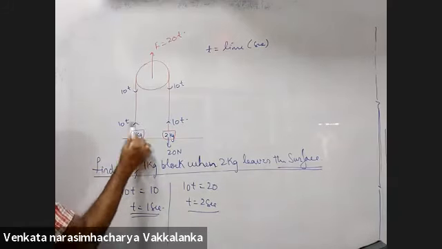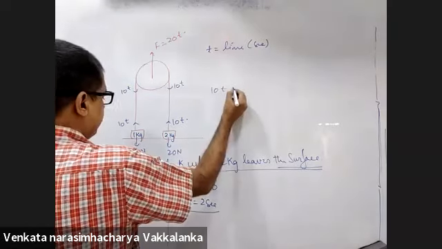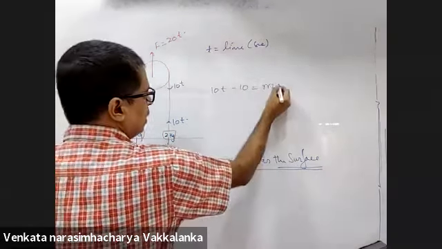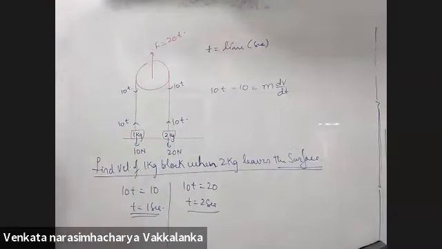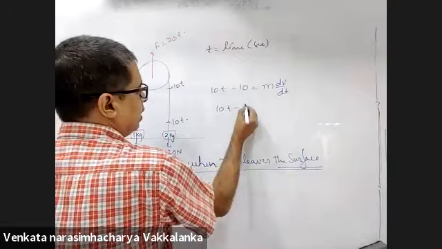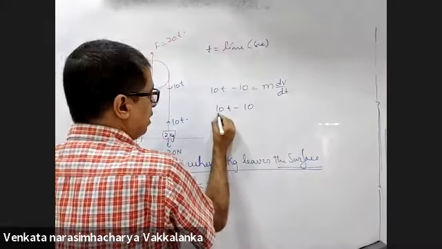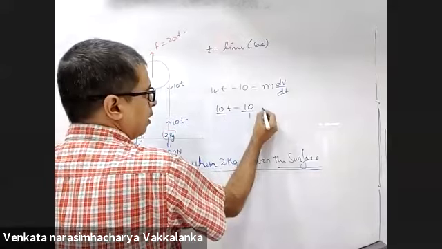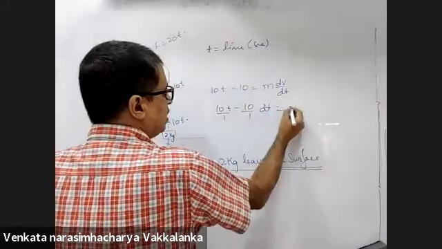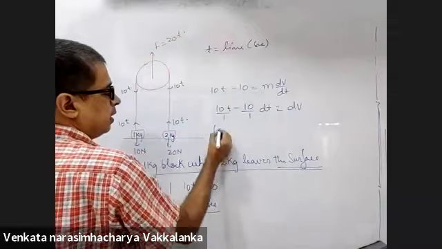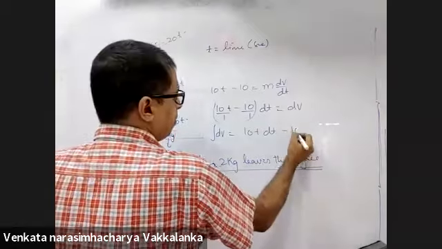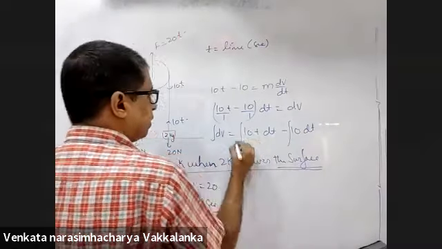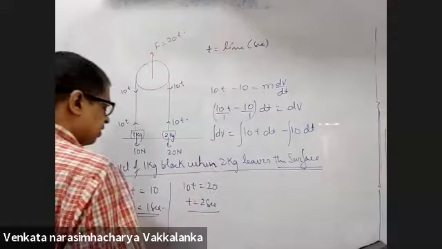Your dynamic equation for this will be 10t minus 10 equals mass into acceleration. Sum of all the forces is mass into acceleration, agreed? Yes, sir. So (10t minus 10) divided by mass, into dt, is dv. Integral dv is 10t dt minus 10 dt. Tell me what are the limits for the time?